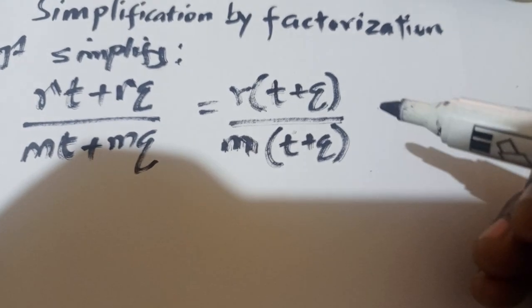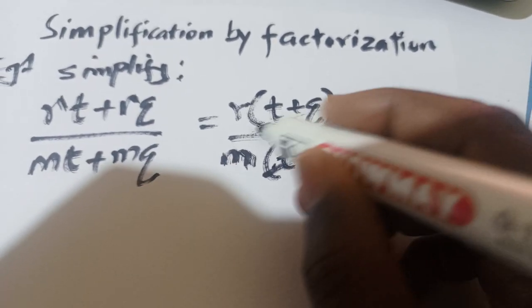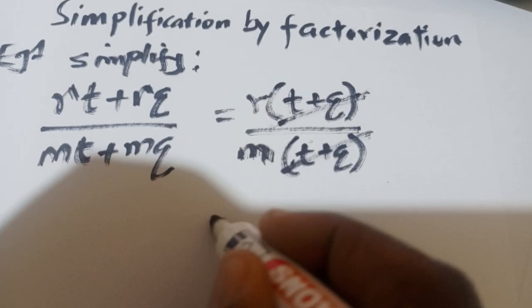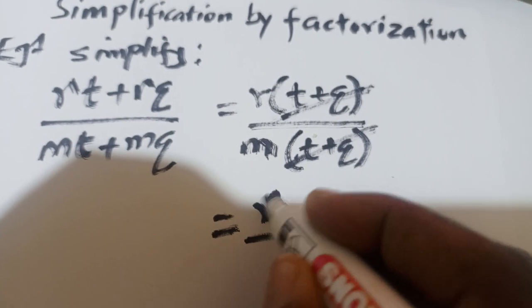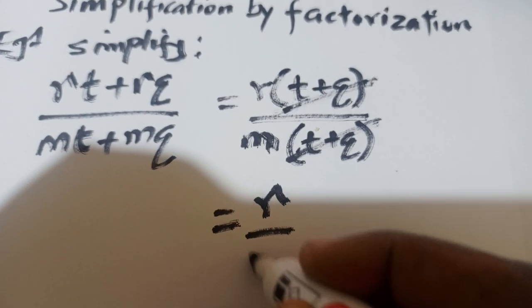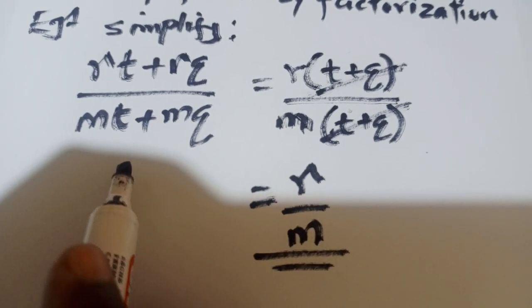So here T plus Q is common, so we cancel it out in the numerator and the denominator, so that the final answer is actually R over M. So this is the simplified form of what we have here.